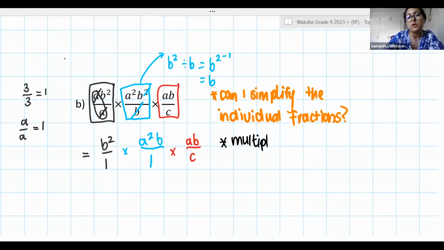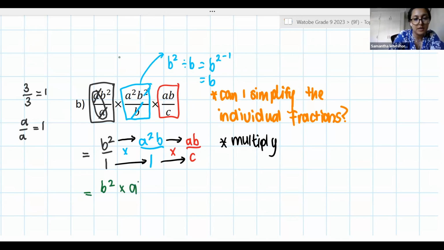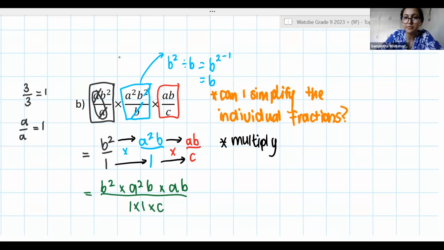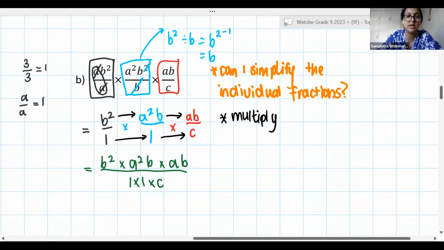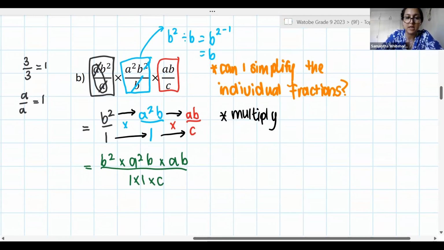Now remember, guys, when you multiply fractions, we multiply all of the numerators together and we multiply all of the denominators together. That is how we multiply with fractions. So here I've got a numerator of b squared times a squared b times ab, all over 1 times 1 times c. So I've multiplied all my numerators together, all of my denominators together.